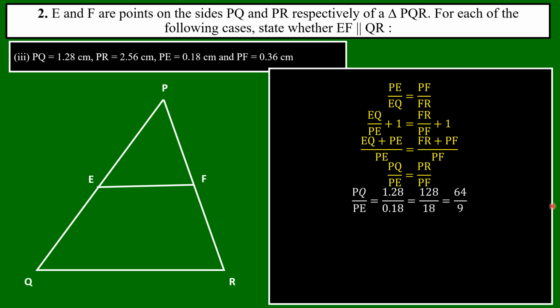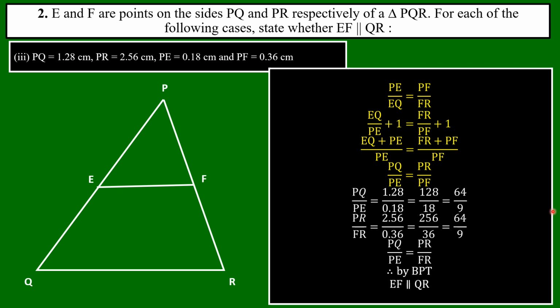So let's see now if PQ upon PE is equal to PR upon PF or not. When we simplified this PQ upon PE and PR upon PF, we get 64 upon 9 in both the cases, means the ratio is the same. So EF is parallel to QR.